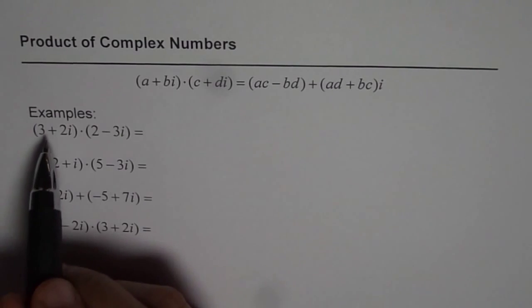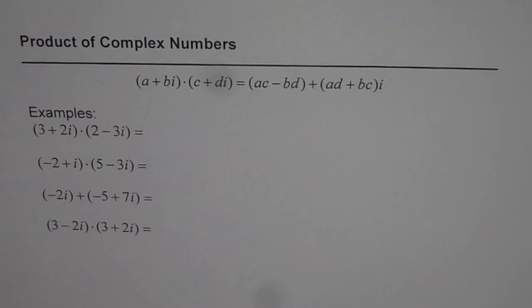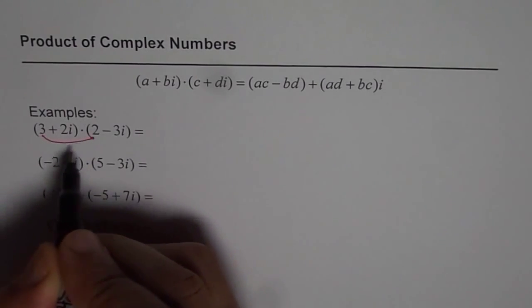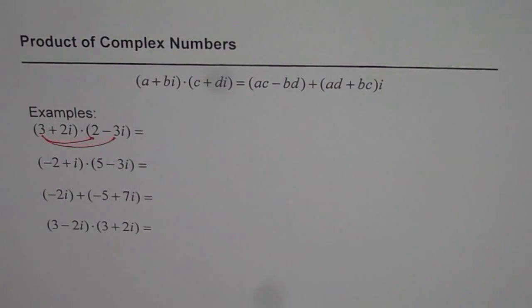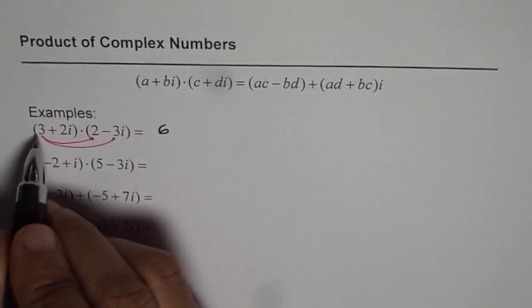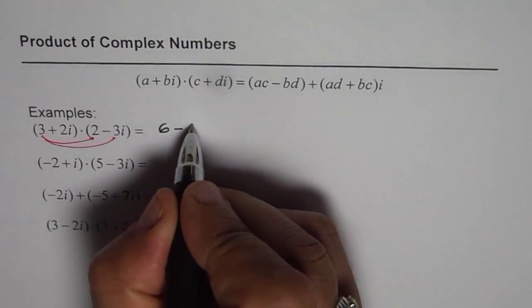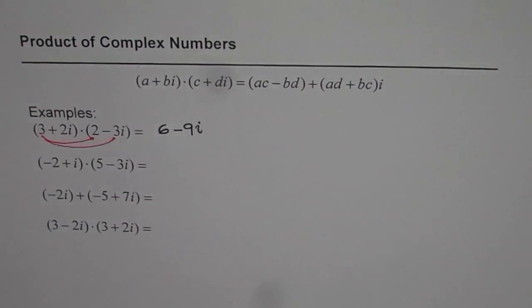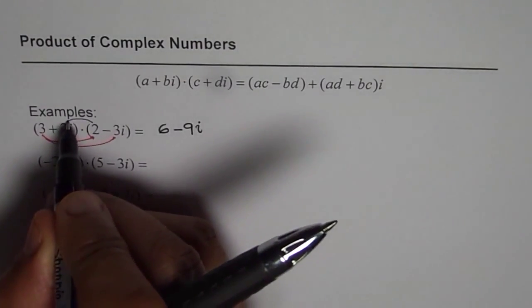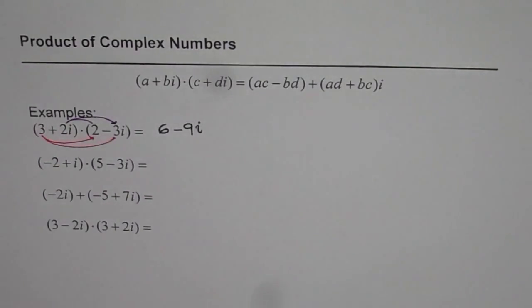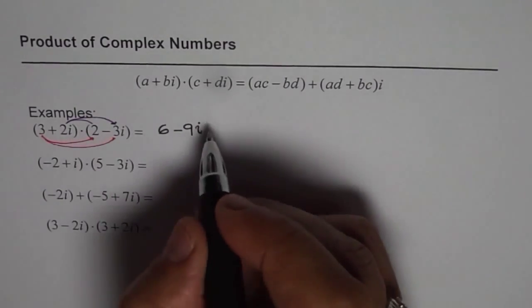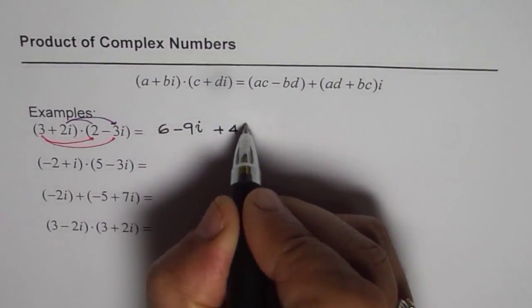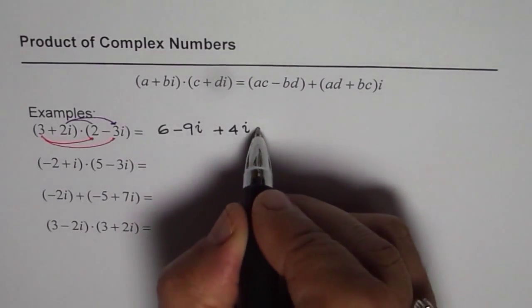So let's begin. When you apply distributive property, for the first one, we have to multiply 3 with both these numbers, correct? So what do we get? When you do 3 times 2, you get 6. And 3 times −3i will be −9i. Now let's multiply 2i with both the two numbers, right? So it's a distributive property over binomials. 2i times 2 is 4i. And 2i times −3i is −6i².